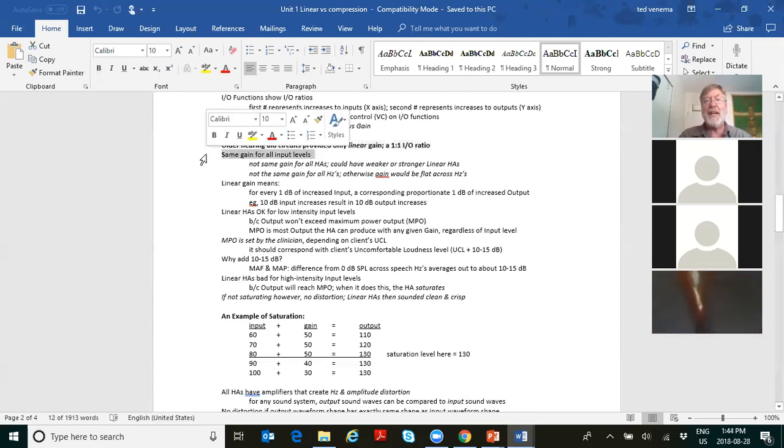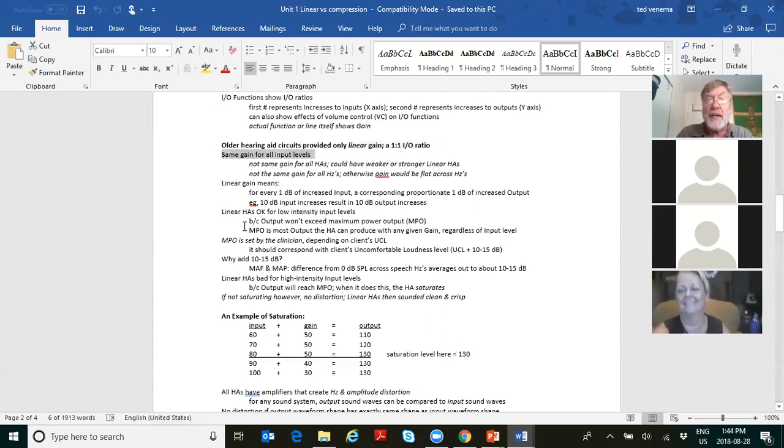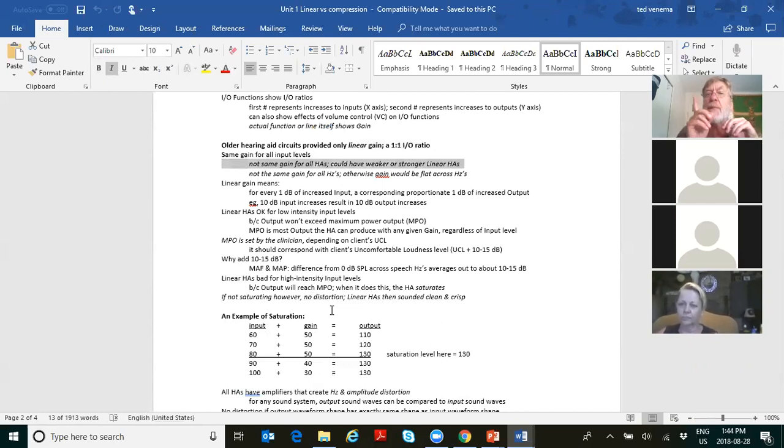Anyway, same gain for all input levels, that's linear gain. Please remember, it's not the same gain for all hearing aids. You could have weaker or stronger linear hearing aids. Linear just means the same gain for all inputs. So if the linear hearing aid gave 50 dB of gain, it gave 50 dB of gain to a 10 dB SPL input, and 50 dB of gain to a 20 dB SPL input, and the same amount of gain to a 30 dB SPL input.